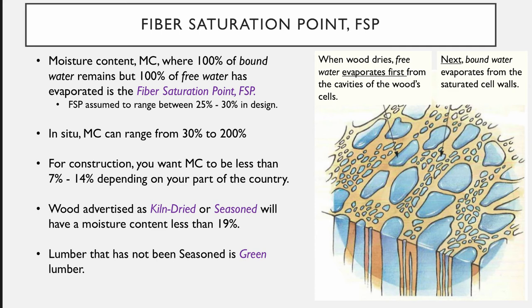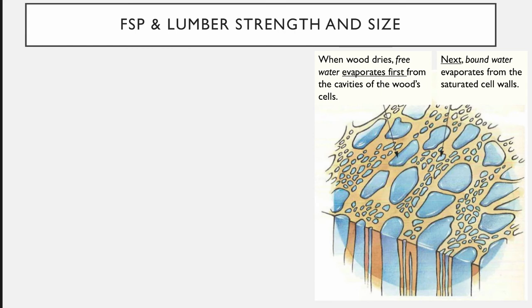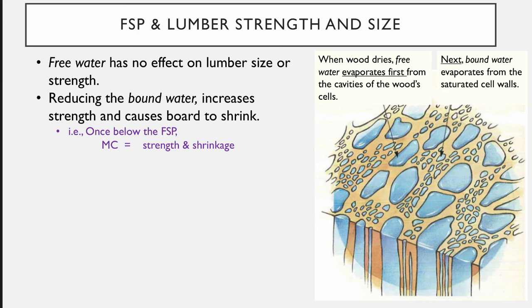All right, now the FSP is important when we talk about strength and size or expected size of the lumber. Free water, any water that's just trapped in those cells, doesn't have any effect on lumber size or strength, but when we start reducing the bound water, so we've evaporated out all the free and then we start reducing the bound, we actually start to see the strength increasing and the shrinkage increasing as the moisture content is decreasing. So less water means a smaller size and more strength.